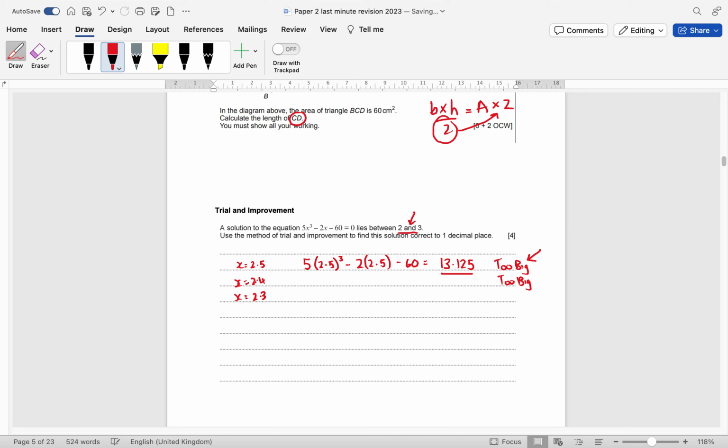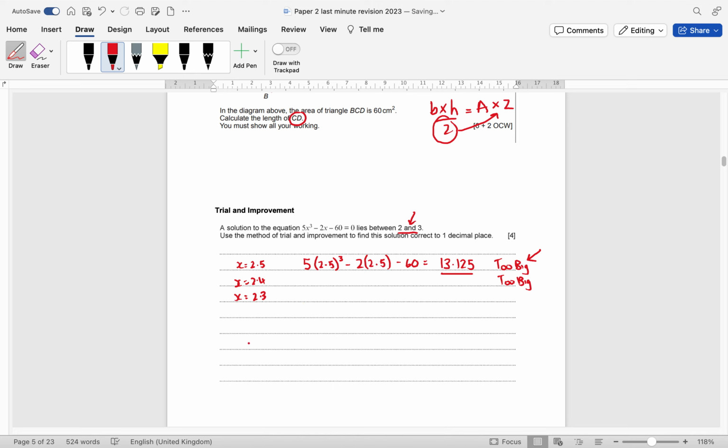So go lower, 2.4, still too big. Go lower, still too big. You get the idea, okay? Once you end up with a number that's too big and the next answer is too small, goes below 0, is minus something, right? Then do a check between those two numbers.